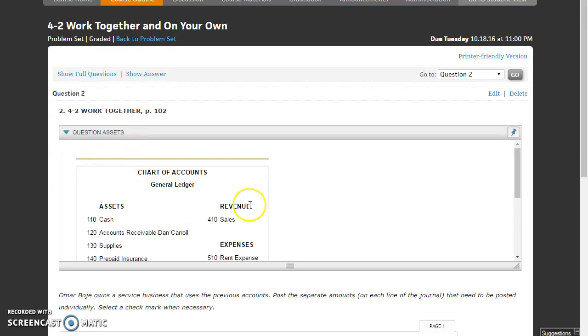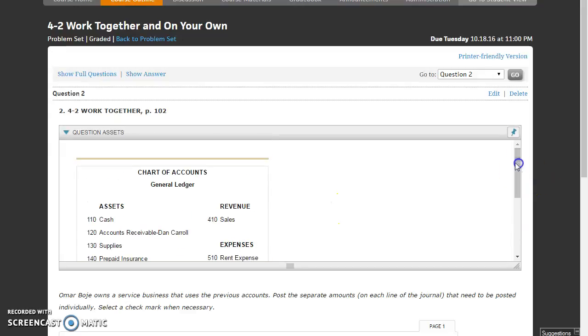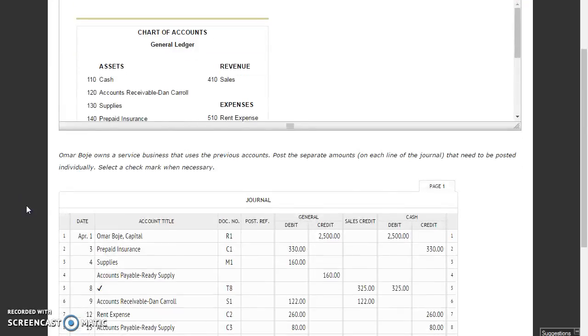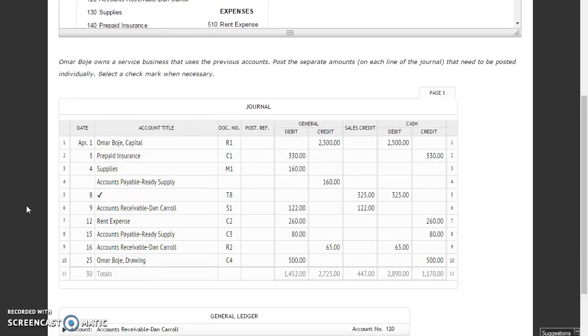You can see at the top in the question assets, they give you your chart of accounts. They've already done your chart of accounts for you. They've ordered it up. They've inserted the account numbers that you would need. It's all taken care of like we did in 4-1. We're working with a service business here, and we're going to go and post the lines for all of our general debit and general credit accounts.